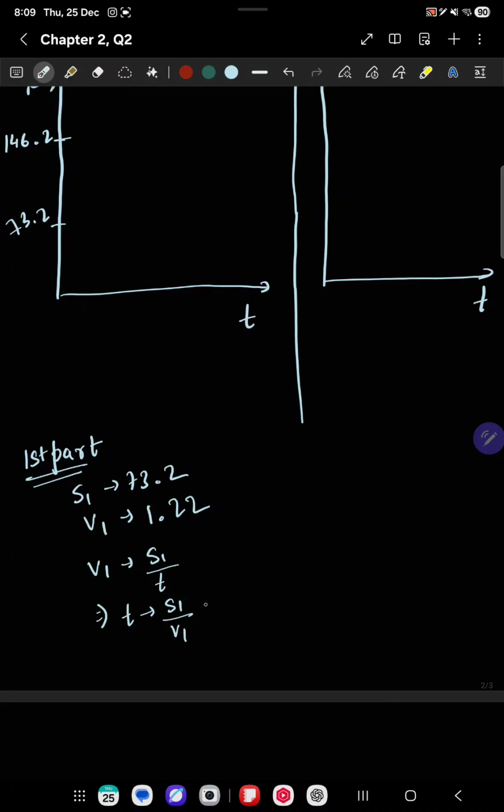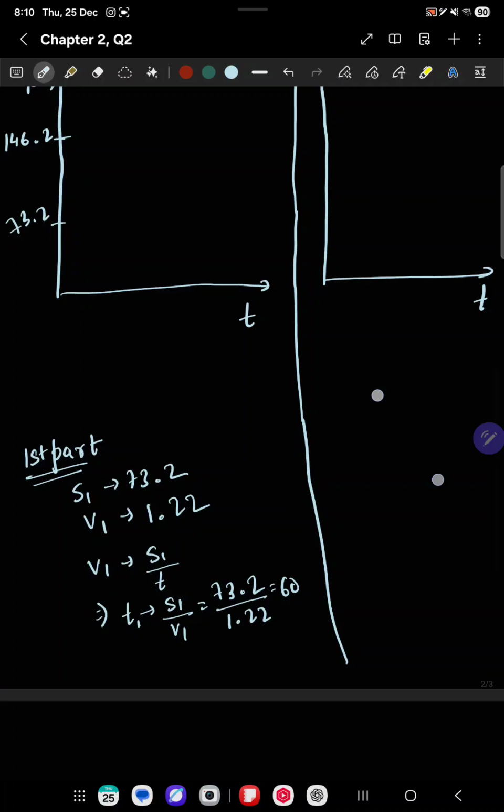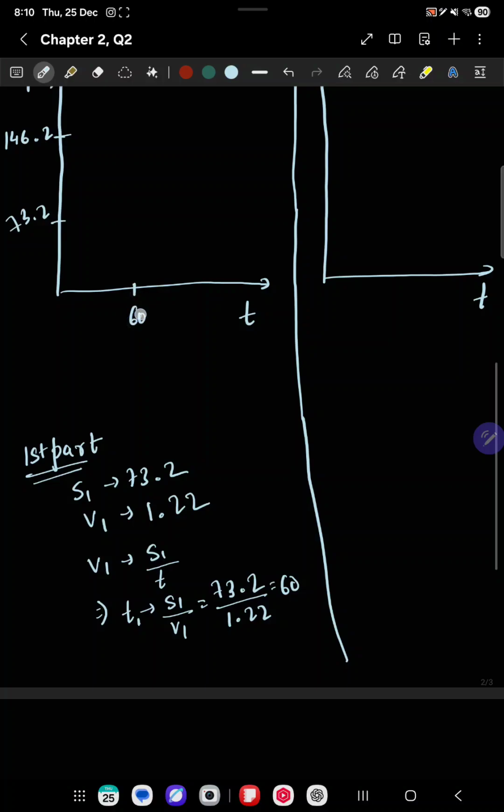So we can feed the value 73.2 upon 1.22. So this will give us the value of time. So the value of time which we will get here, we can plot it directly, and if we calculate the value of this time, we will be getting a value of time approximately 60 seconds, right? So if we plot this curve, we can put this point as 60.